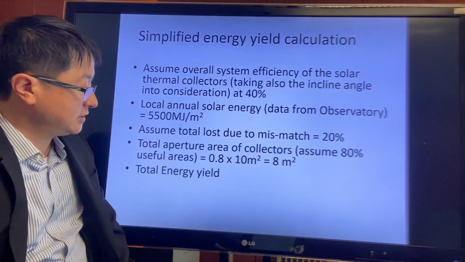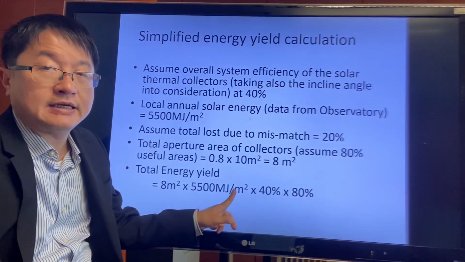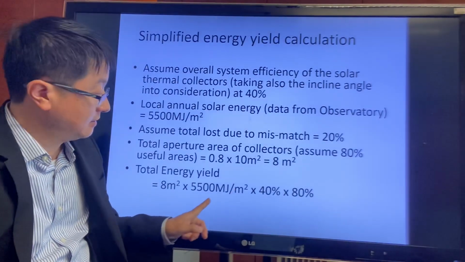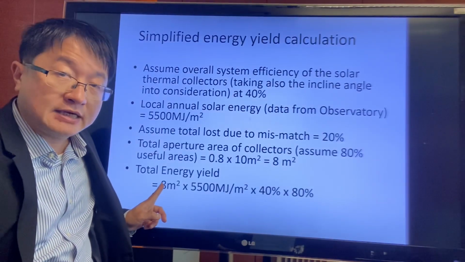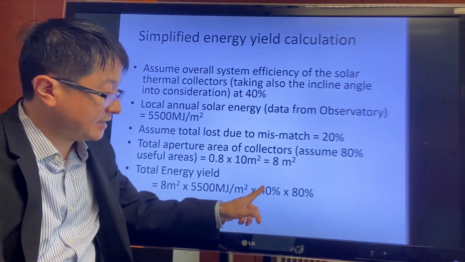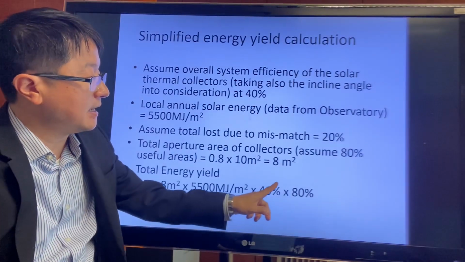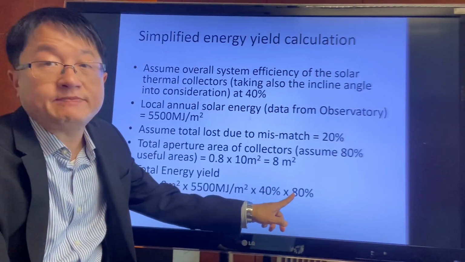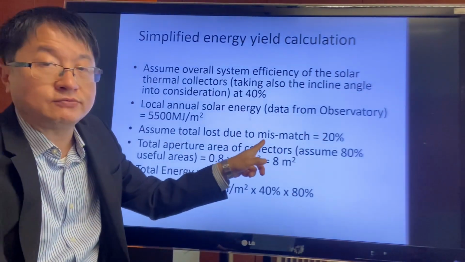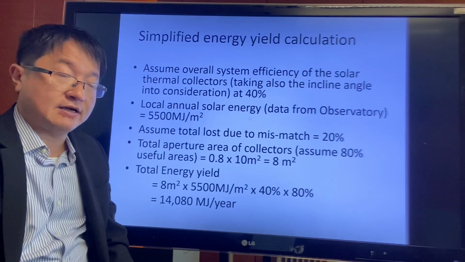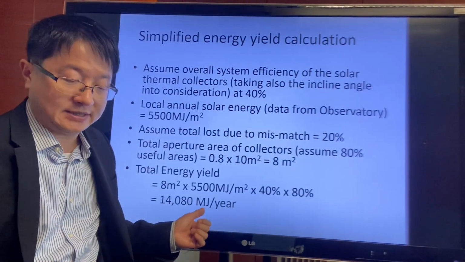Then the energy used will be quite simple. Multiply the annual energy received by one square meter by 8, because we have 8 square meters of panel, and then multiply by the efficiency of 40%, and multiply by 80%, which is 1 minus 20%. The 20% is the loss due to mismatch. Then we find the energy per year is about 14,000 megajoules per year.